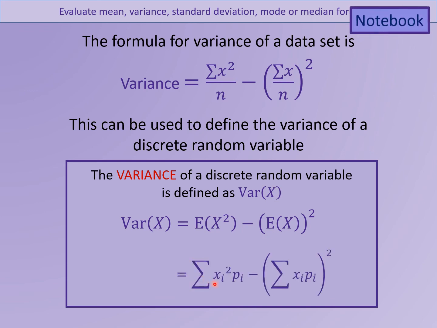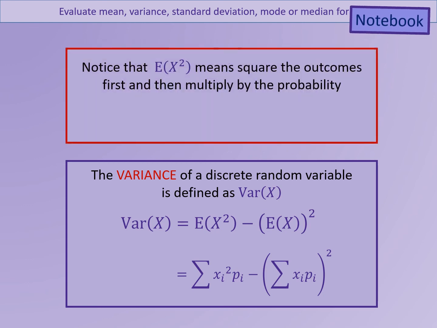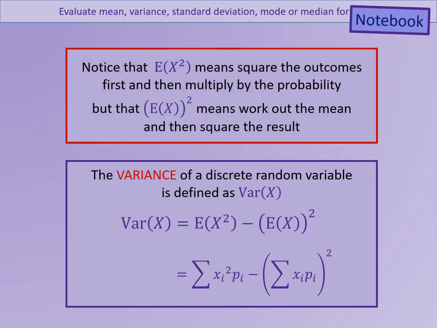So here we take each of the x's, square them and multiply them by the probability, add up these values, that gives us E(X squared). Here we take each of the x values, multiply them by the probability and add them all up, and then square the answer at the end. So just be aware that those two things do not mean the same calculation.